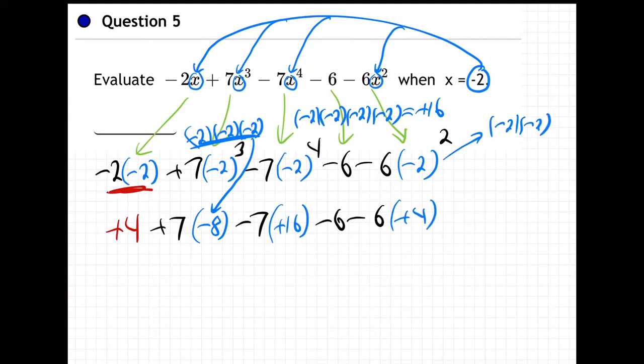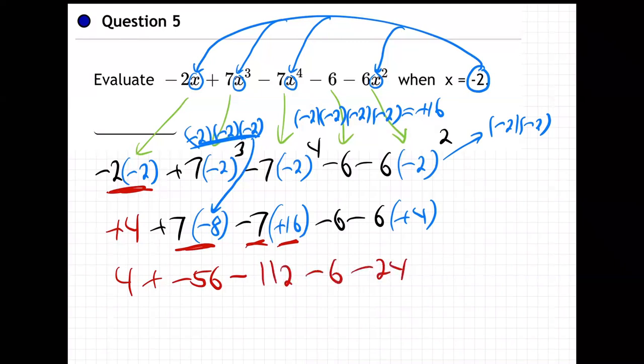How are we doing? We good? So then this is going to be 4 plus 7 times -8 is -56. -7 times 16 is some big negative number. I don't know. What is it? 7 times 16. -112, my calculator tells me. -6 times 4 is -24. Be careful with all your pluses and minuses. And now I would just use my calculator. These are just big numbers. Just add them and subtract them and all that. The negatives are just subtraction. If you want to just subtract the negatives or make them negative, same thing.